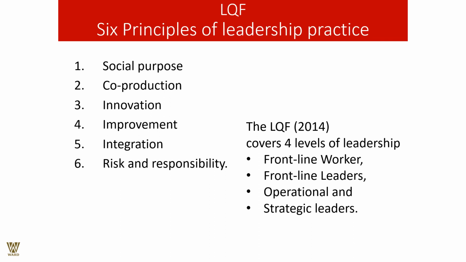The Leadership Quality Framework, what does it tell us? The four levels are the frontline workers, the frontline leaders, the operational leaders, and the strategic leaders, as the case might be. Yes, each one of them is a leader in their own place, be it the frontline workers, the frontline supervisors or leaders, the operational workers or managers, and the strategic leaders. And that is what the Leadership Quality Framework is, as the case might be.